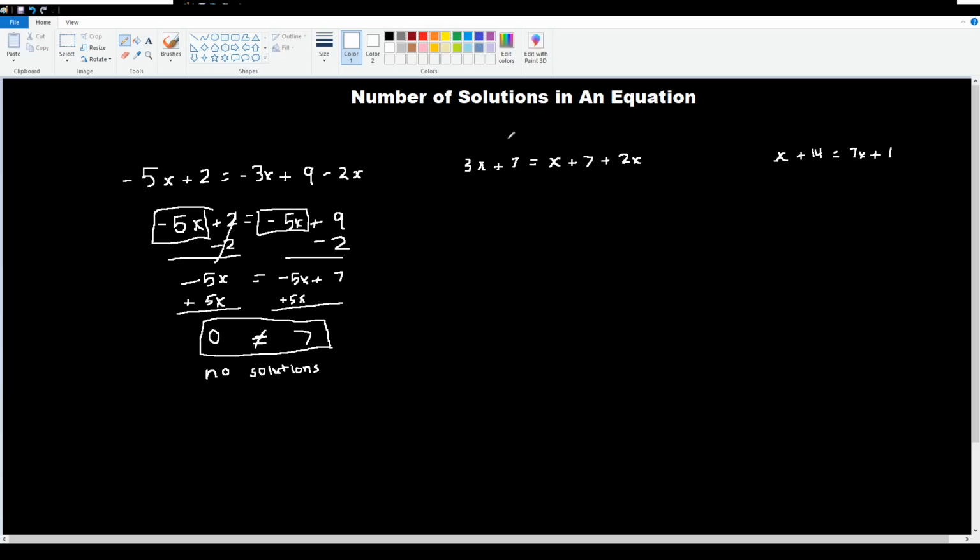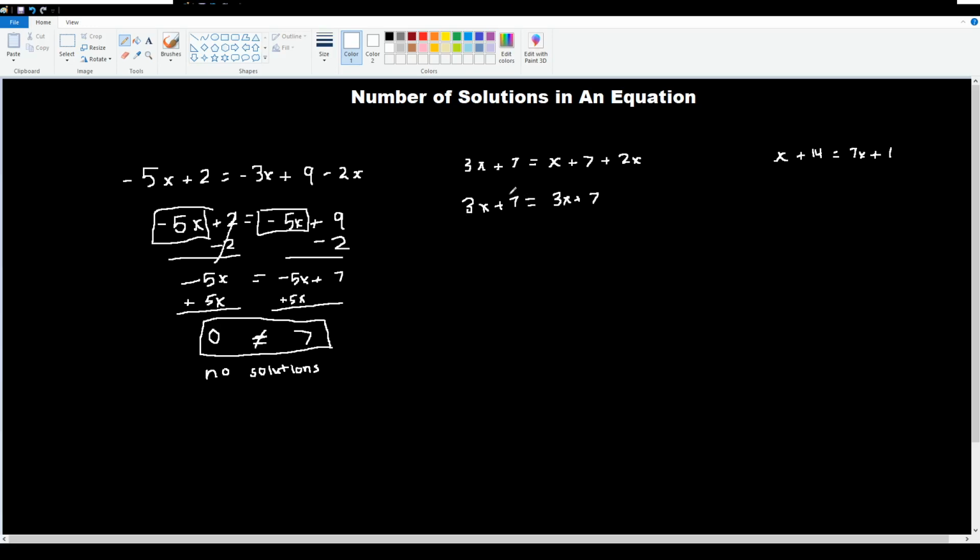Now let's move on to the next problem. 3x plus 7 equals x plus 7 plus 2x. As we did with the last one, let's first combine the like terms. 3x plus 7 equals, and once you combine x and 2x, you just get 3x plus 7. If you're smart, you should have already noticed a pattern similar to the last one: 3x plus 7 and 3x plus 7 are literally the same thing.